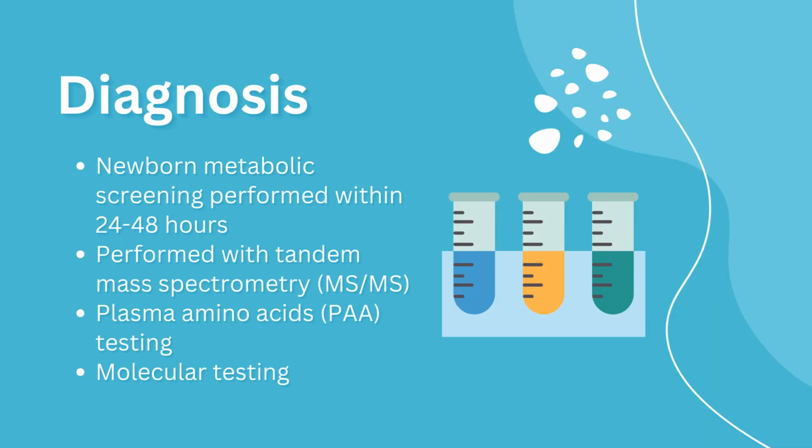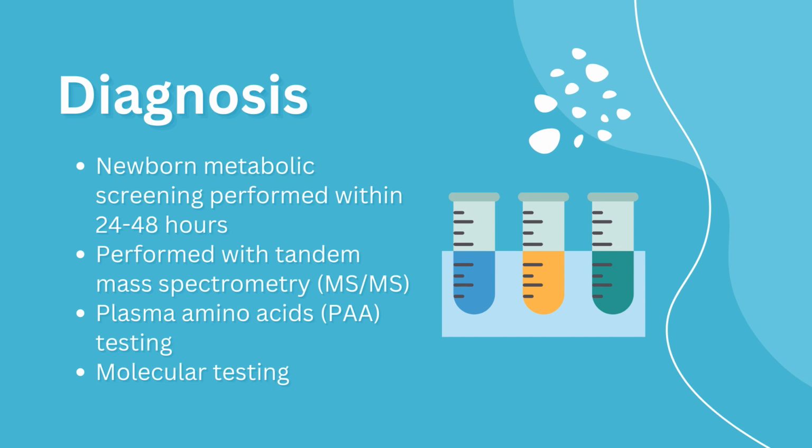Diagnosis of maple syrup urine disease is made through neonatal screening. The test is performed within 24 to 48 hours following birth. Newborn screening for maple syrup urine disease is performed with tandem mass spectrometry, using concentrations of leucine and isoleucine and the Fischer ratio, branched-chain amino acids/phenylalanine and tyrosine, as diagnostic measures.